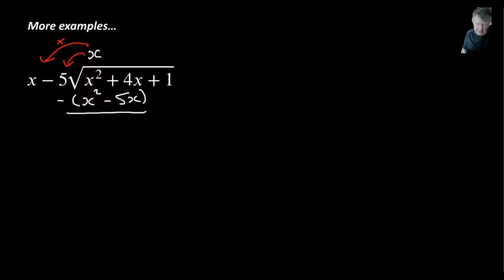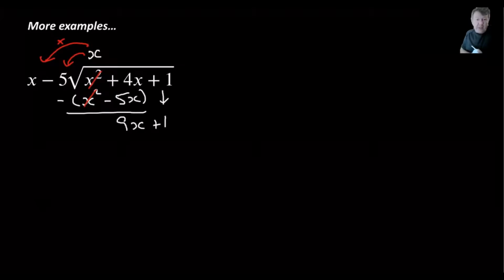Have we done it right? x squared minus x squared cancels out. Perfect. 4x minus negative 5x. Minus negative 5x becomes plus 5x. Again, say it in your head so you don't make a mistake. 4x plus 5x is 9x. Bring down the plus 1.